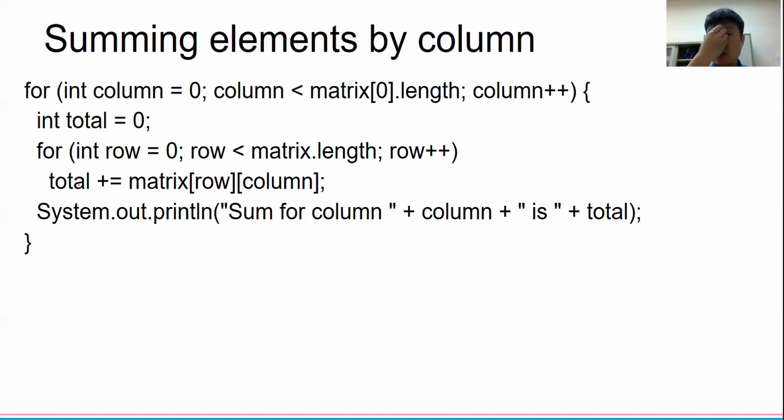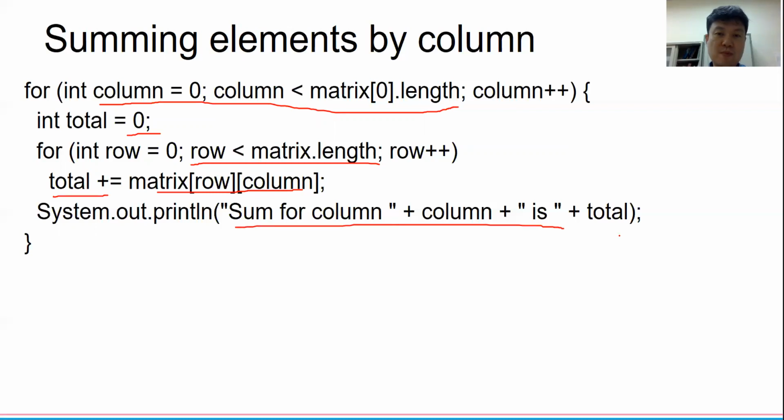Or if you want to know the sums by column, so only by the column, you can check this matrix. I want to start from the column. For the column, I start from 0 and it will go to matrix[0].length, and let's start the total equal to 0. And then I go through the rows, which is matrix.length, and for every value that I find in the column, just sum it into the total. So the sum for the column will be the total.